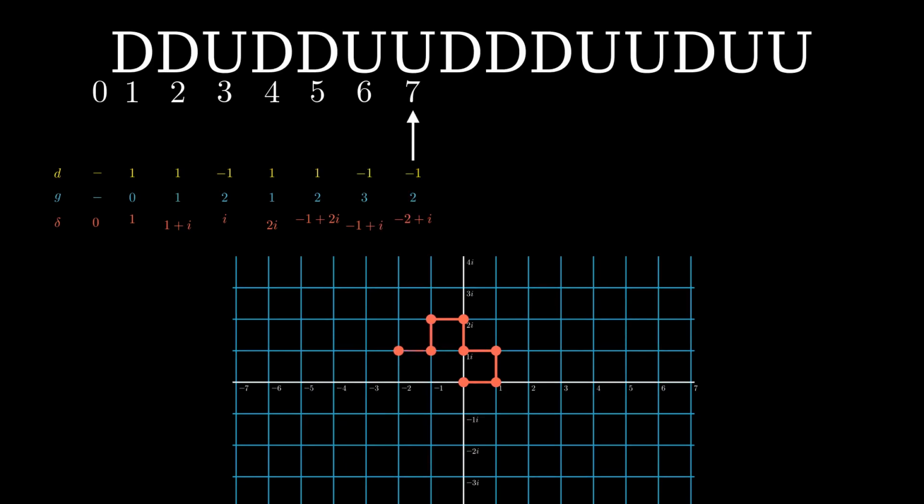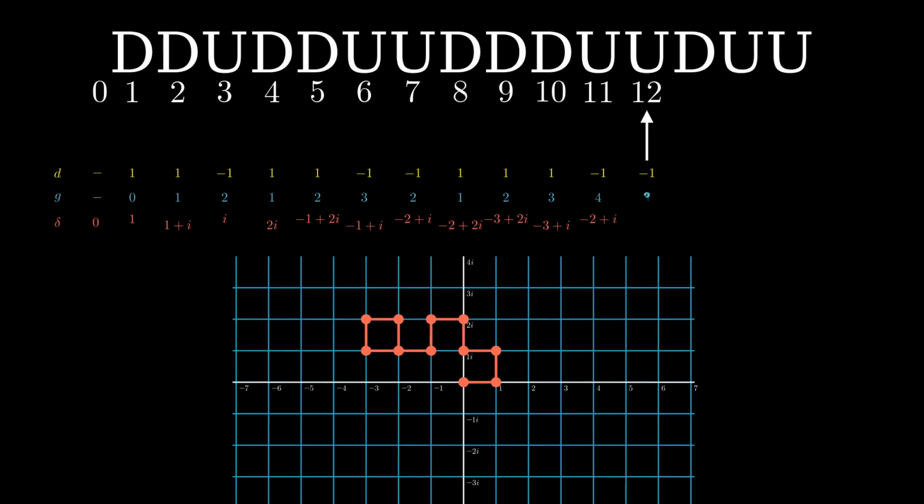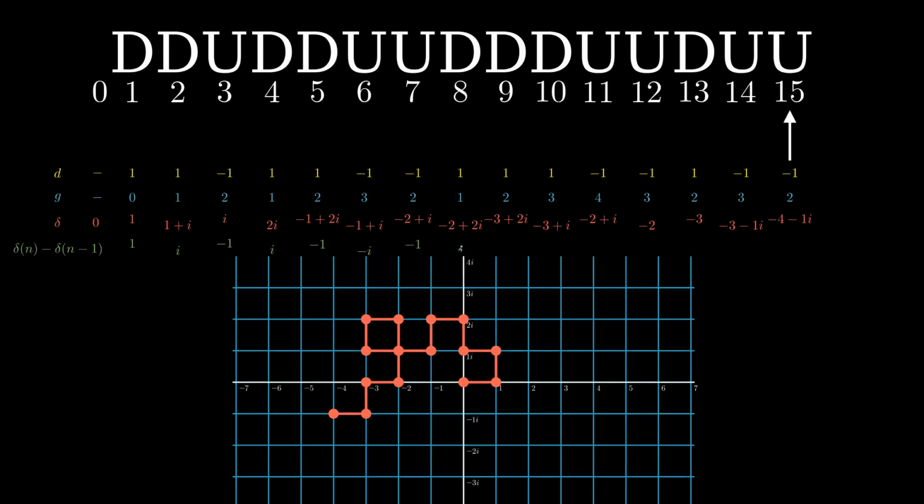Furthermore, we can see that the difference between g of n plus 1 and g of n is d of n, so they will always have a difference of 1 only. The consequence of that is that two consecutive segments will have a 90-degree angle. As obviously i to the power of an odd number will give us i or minus i, and i to the power of an even number will get us 1 or minus 1. Thus we move in this zigzag pattern.